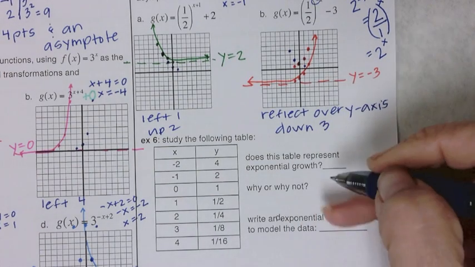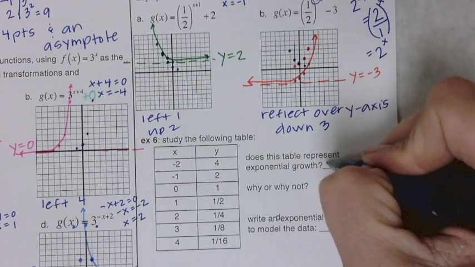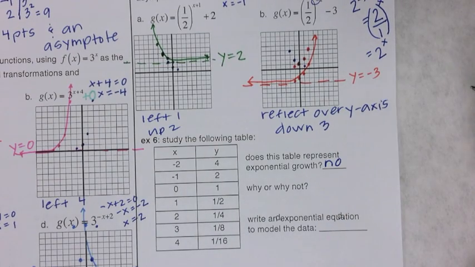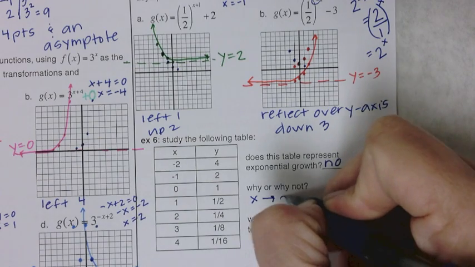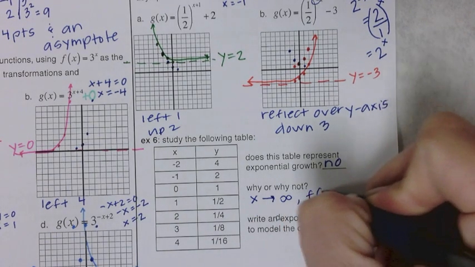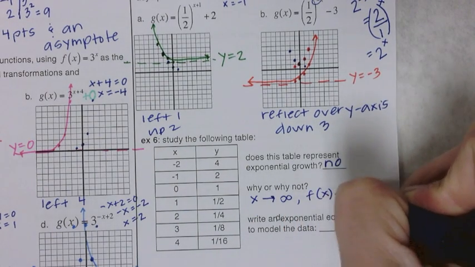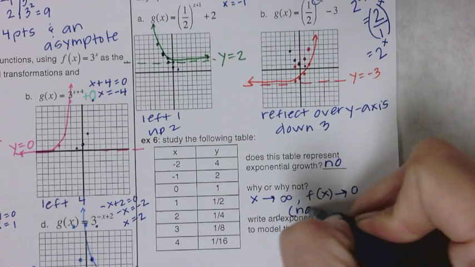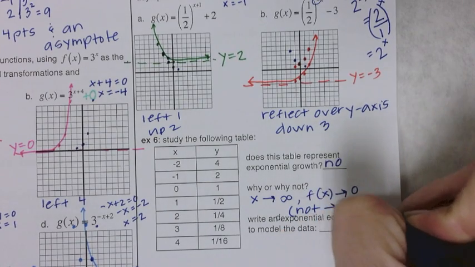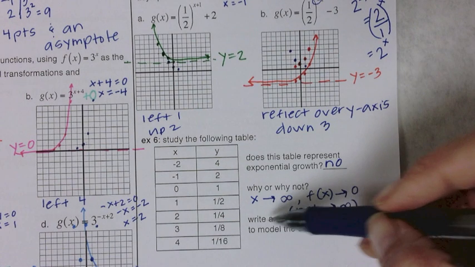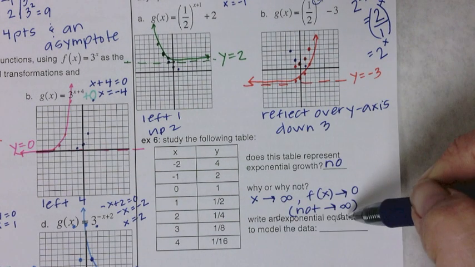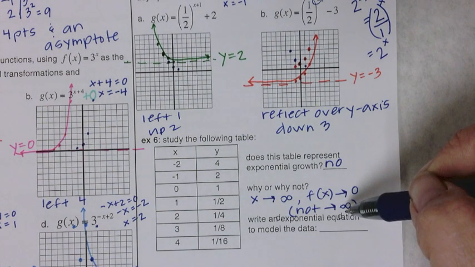So does this table represent exponential growth? No. Why or why not? Because as x goes to infinity, f of x is going to 0, not going to infinity, which we would expect to see from an exponential growth. Write an exponential equation to model the data.